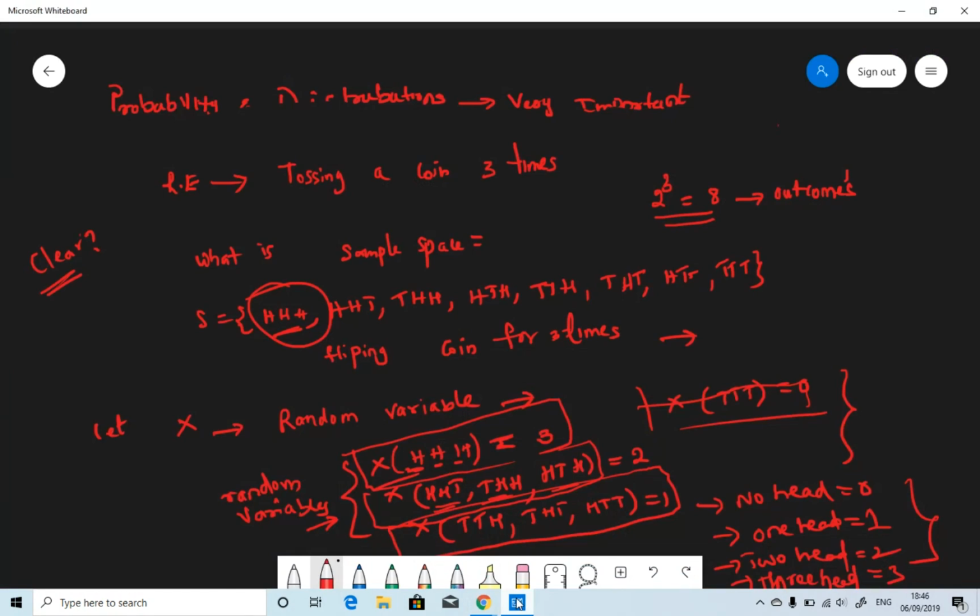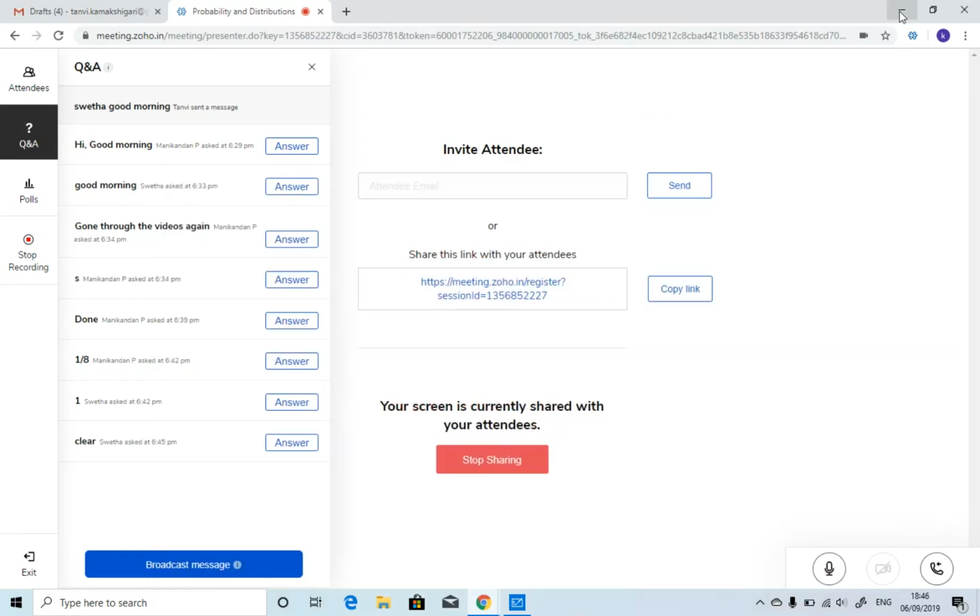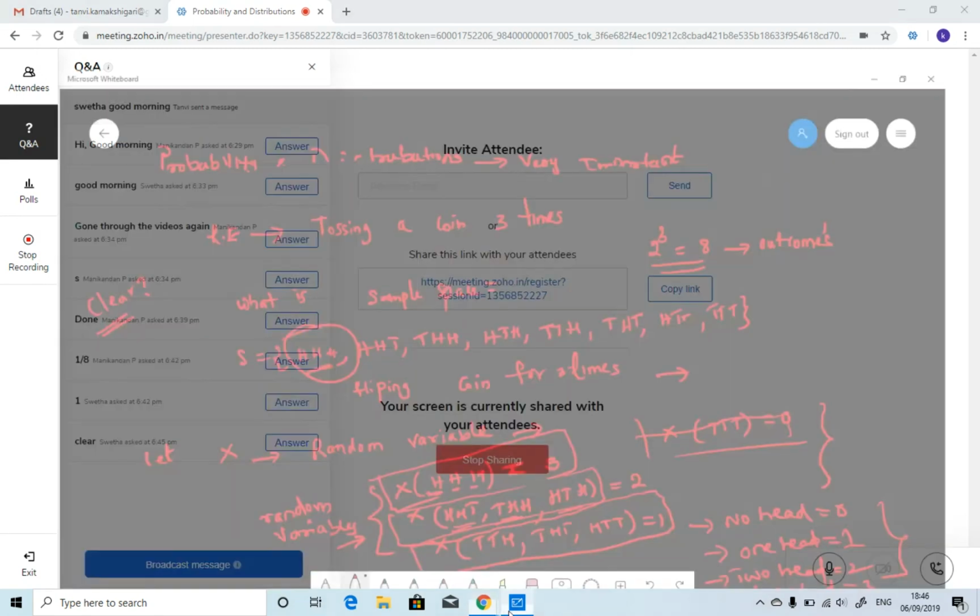Today we are going to do a lot of mathematics. Seriously, you will feel, is this mathematics? Then I'll say yes. Without mathematics, you cannot do anything in the world. Trust me, take my word. Noted, Manikandan?